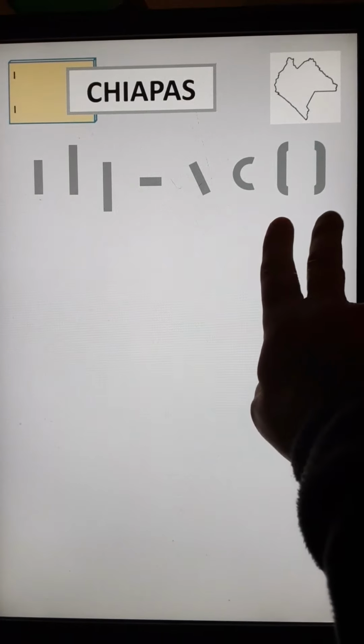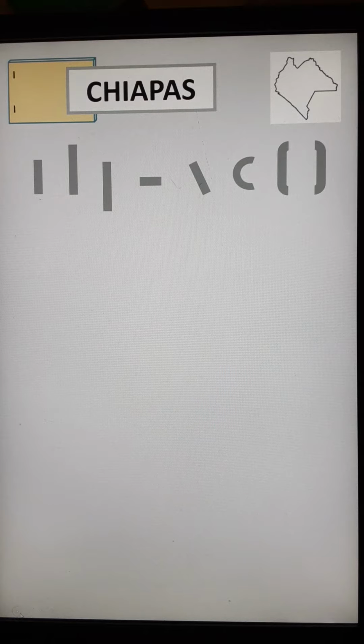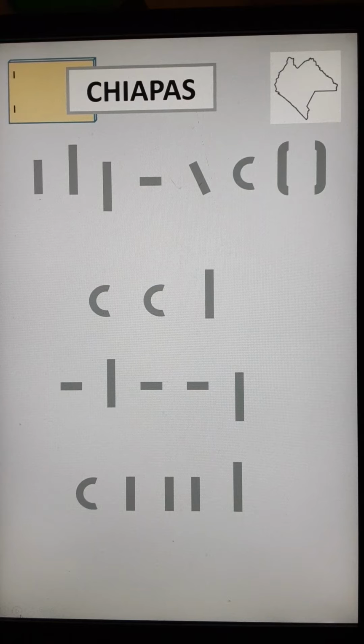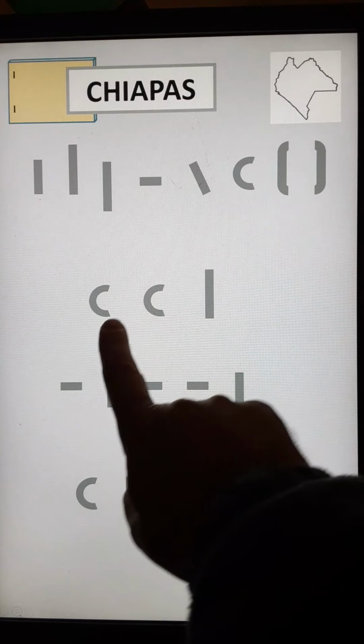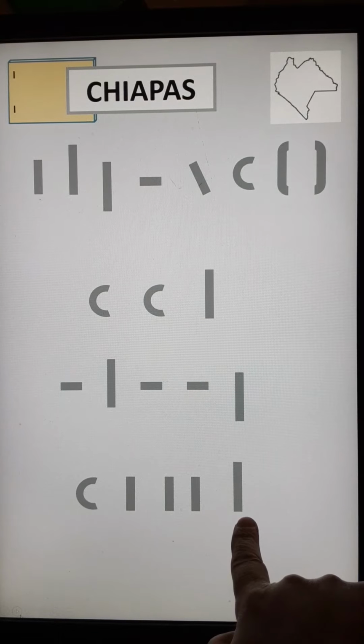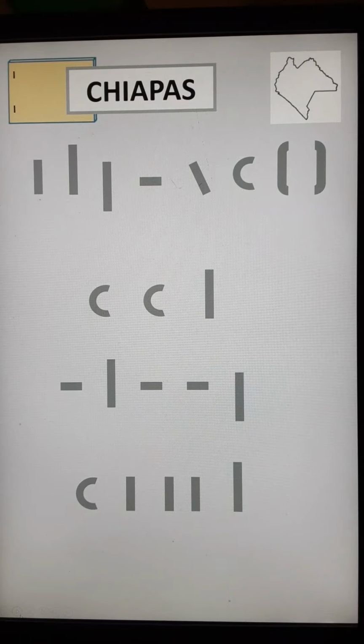So, copy into your workbook the next 3 words. These are the seeds of these words: C, big, minus, big, minus, low, C, little, big. So we're trying to figure out what these words are.